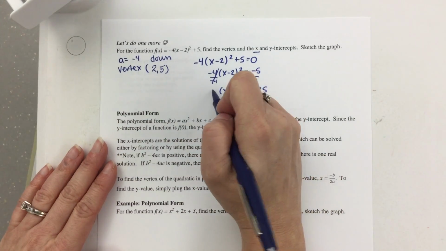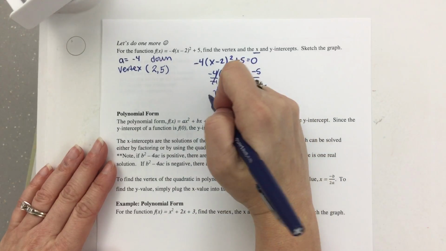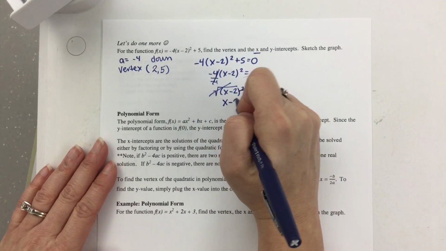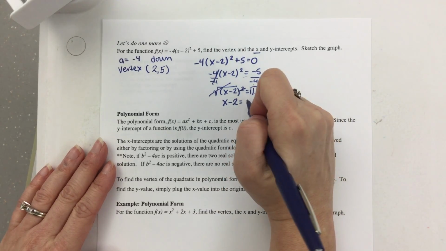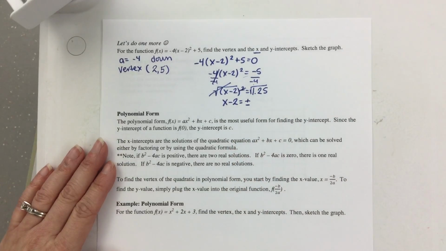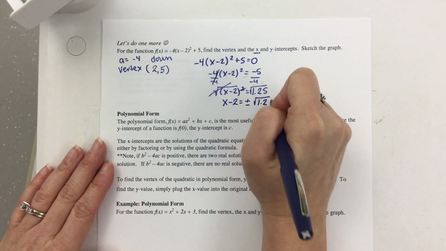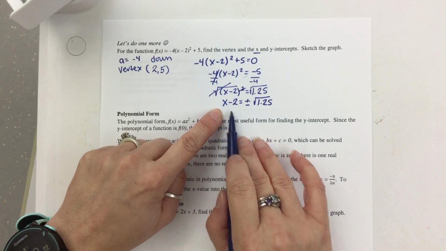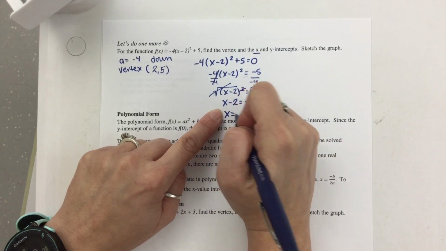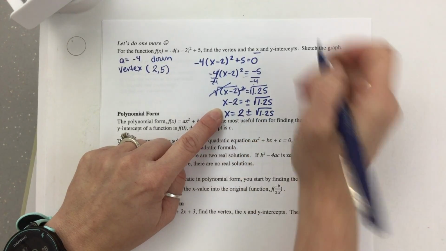To cancel a power of 2, I take the square root of each side. This cancels this, so I still have x minus 2. I cancel the power of 2, so I need to include both the positive and negative, and I have the square root of 1.25. Last step. If I want x by itself, I need to add the 2 over. So x equals a positive 2 plus or minus the square root of 1.25.